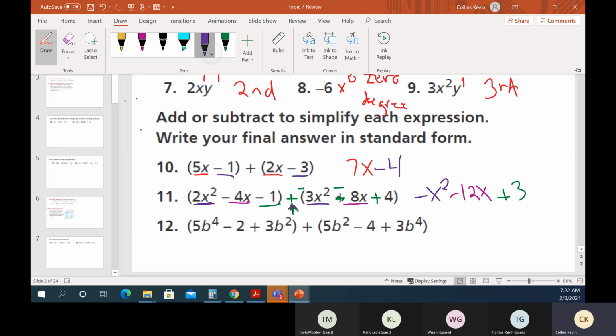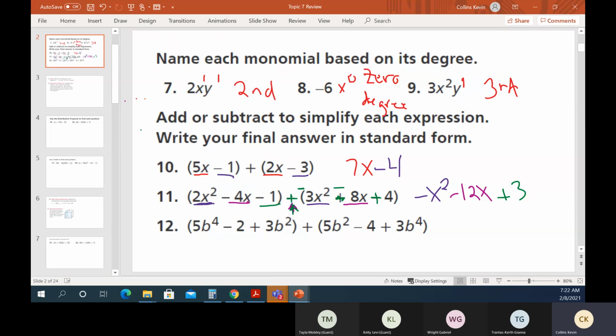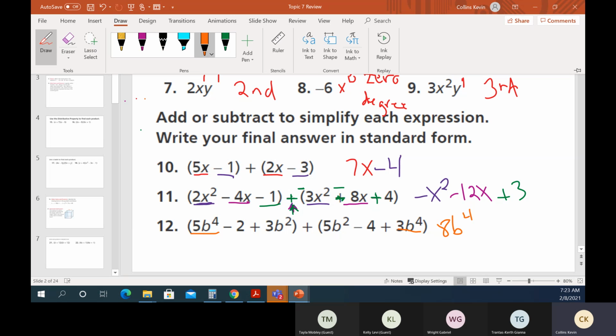All right, so this one here, we'll start with the biggest terms we can find. That's going to be a fourth. So we've got 5b to the fourth, 3b to the fourth, so that's going to be 8b to the fourth. Okay. So next up we got squareds. We don't have any thirds, so we go to squareds.